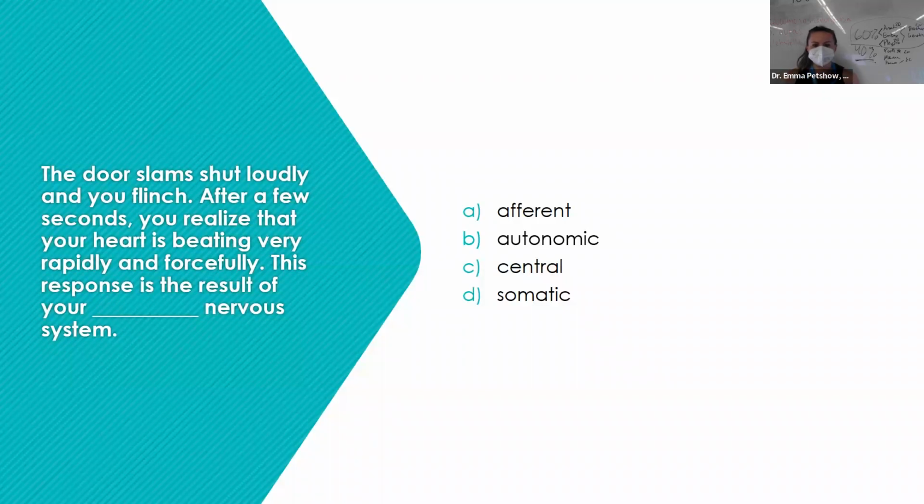All right, a door slams shut loudly and you flinch. After a few seconds, you realize that your heart is beating very rapidly and forcefully. This is a response as a result of your what nervous system? Afferent, autonomic, central, somatic. Good, great, awesome. We haven't even talked about this. Autonomic, yes, autonomic is your answer.